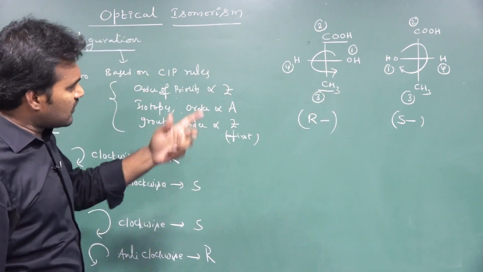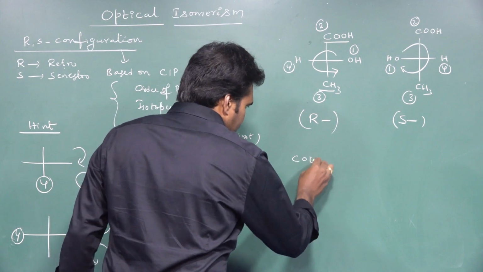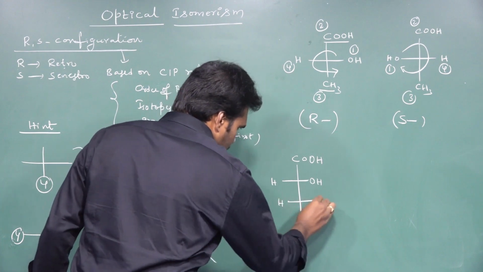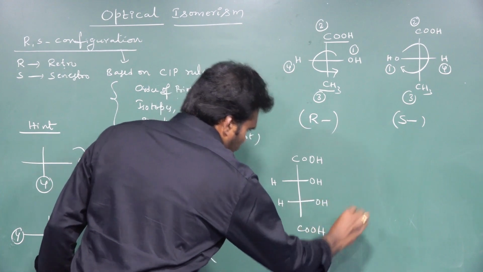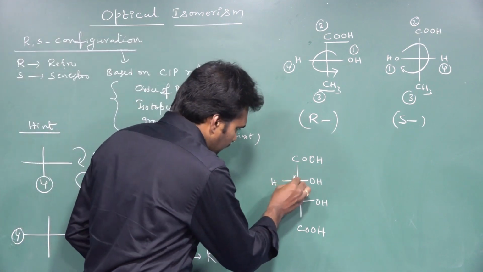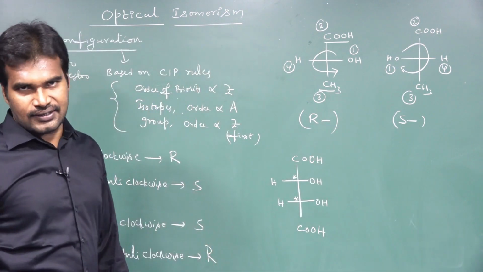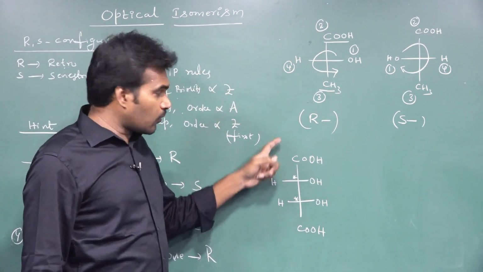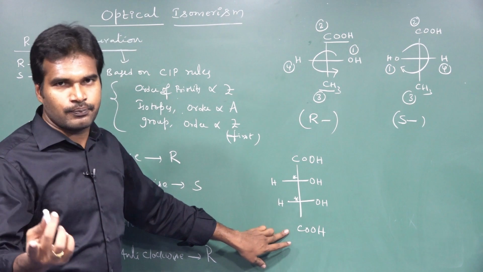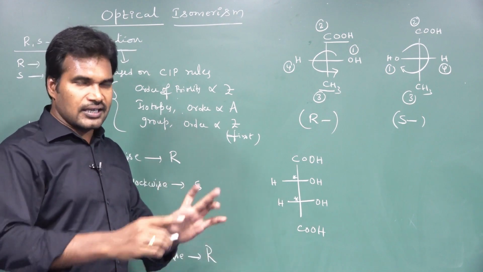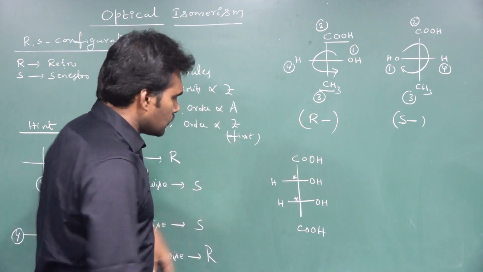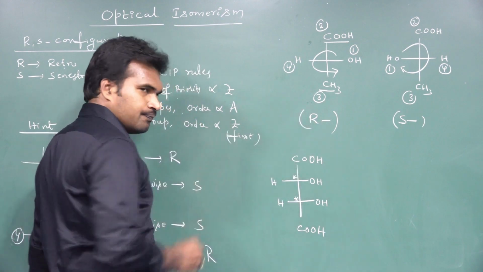Once again, one more example I am going to take, that is tartaric acid. COOH, HOH, HOH, COOH. Here how many chiral centers are there? 1 and 2. This is one chiral center, this is another chiral center. Two chiral centers are there. You can do the numbering from top to bottom or bottom to top. Both are same. Why? Because the two terminal end groups are same. In case of similar terminal groups, you can start giving the numbering from any one of the sides, no problem. So 1, 2, 3, 4 or 1, 2, 3, 4.